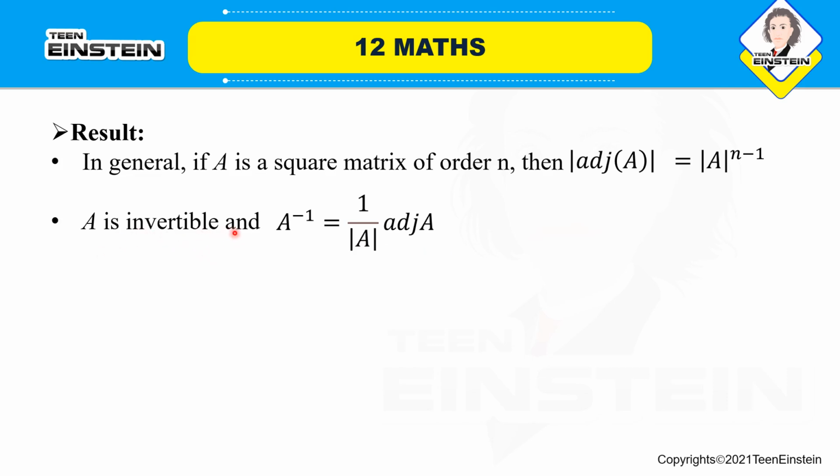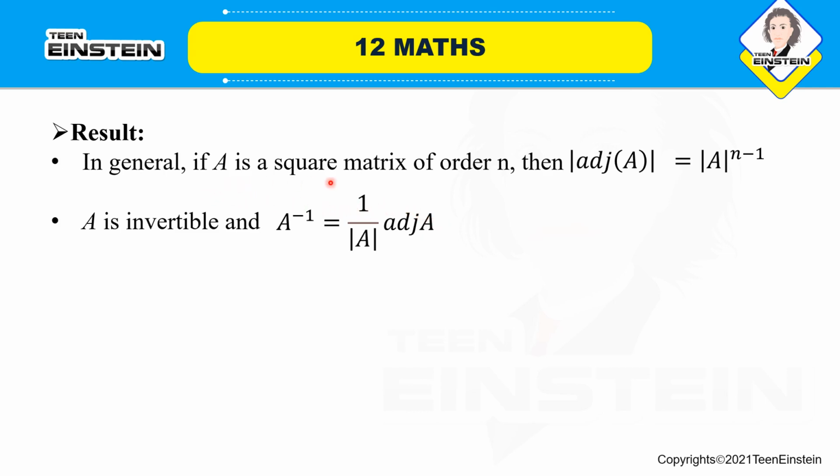A is invertible, and how will you represent A inverse? A inverse is equal to 1 by determinant A into adjoint A. This is the result for finding A inverse. Suppose A is a square matrix of order n, then the A inverse formula is 1 by determinant A into adjoint A, provided A must be a non-singular matrix. Determinant A should be non-zero, right? So that is the condition.